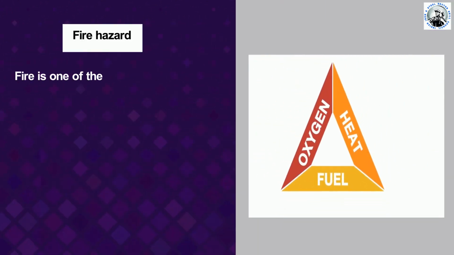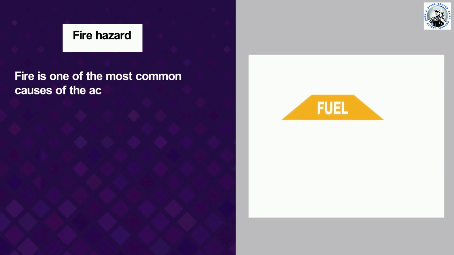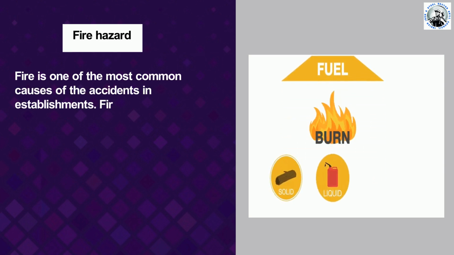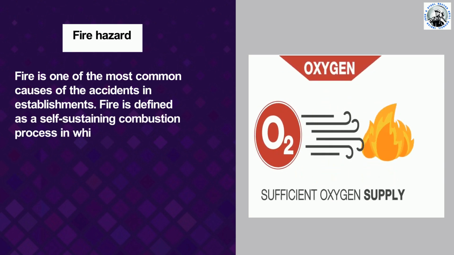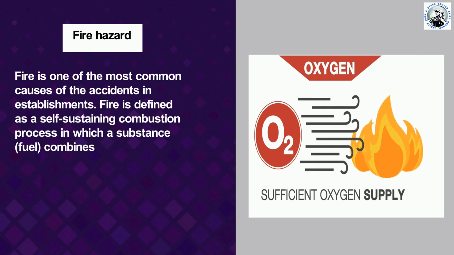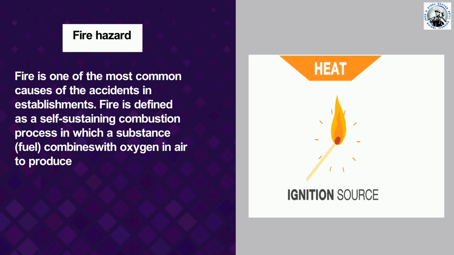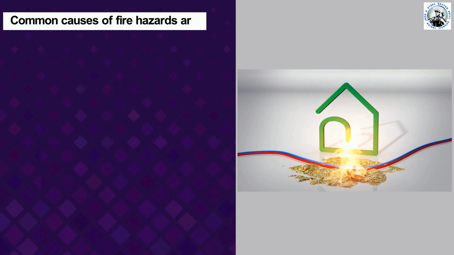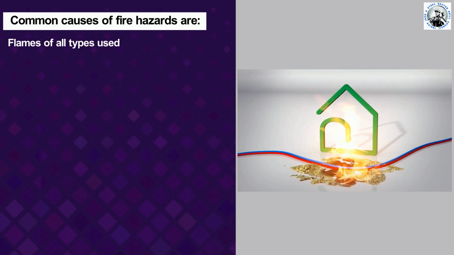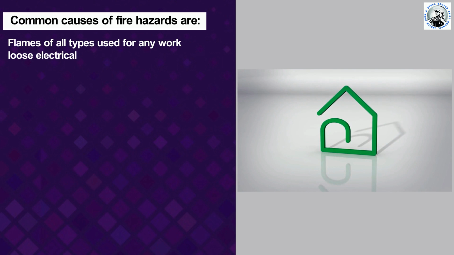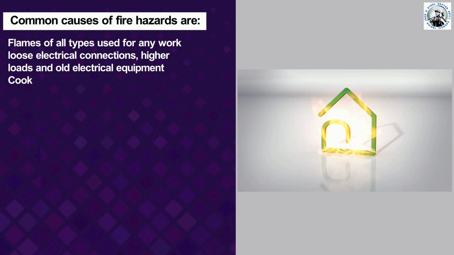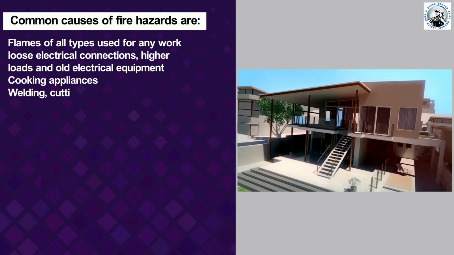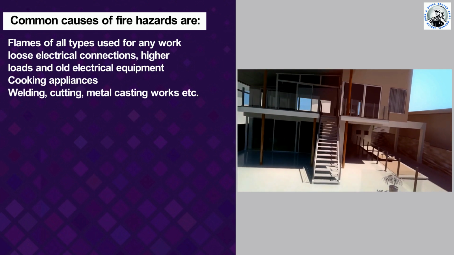Fire hazard. Fire is one of the most common causes of accidents in establishments. Fire is defined as a self-sustaining combustion process in which a substance, fuel, combines with oxygen in air to produce immense heat and light. Common causes of fire hazards are flames of all types used for any work, loose electrical connections, higher load, and old electrical equipment, cooking appliances, welding, cutting metals, casting work, etc.